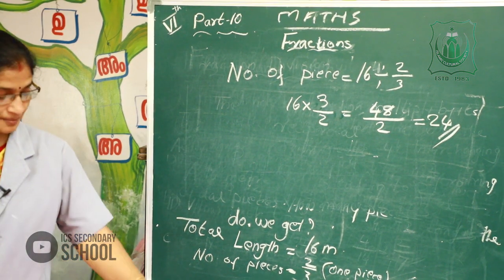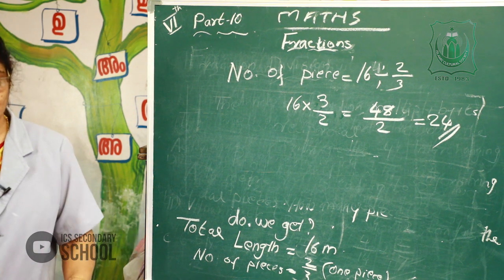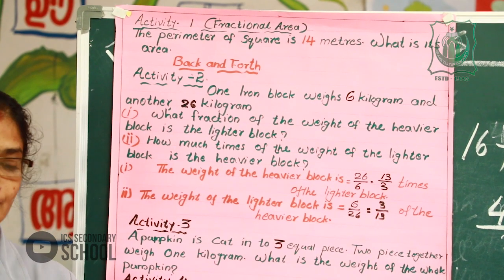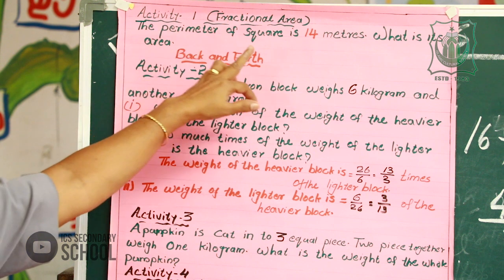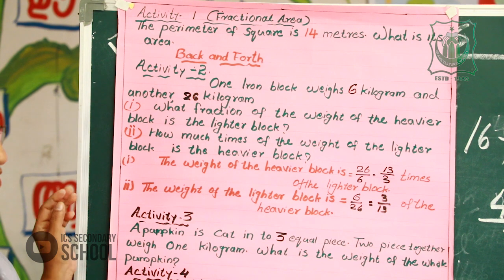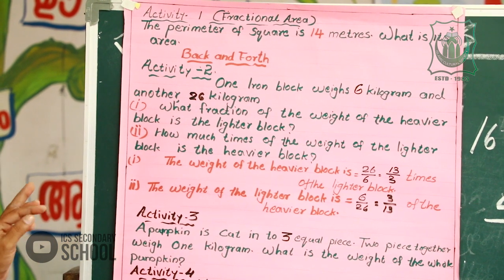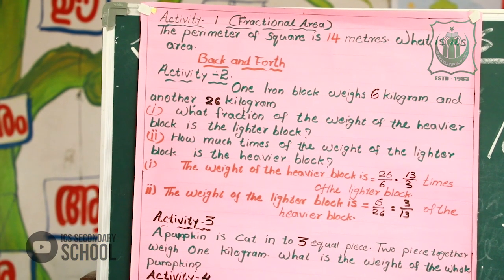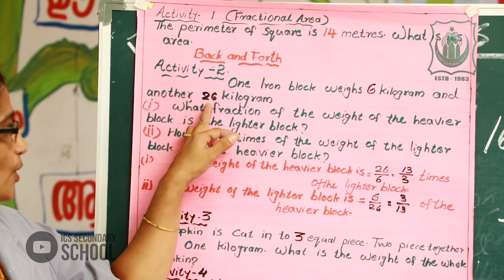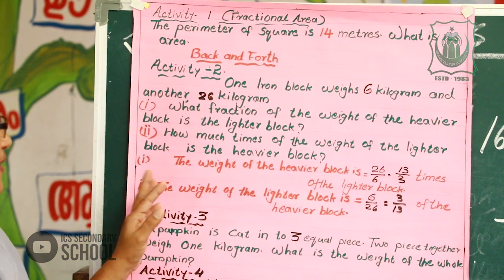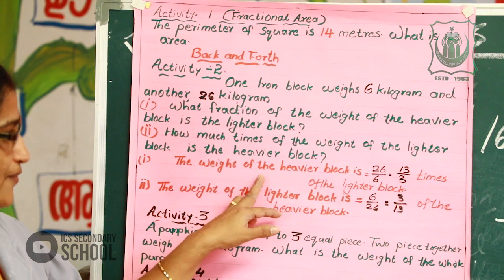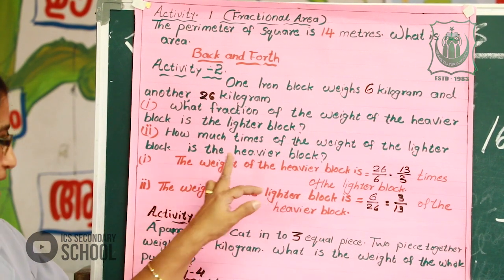Write down. Listen to the chart. Activity: fractional area. The perimeter of a square is 40 meters. What is its area? Next, back and forth activity 2. One iron box weighs 6 kilograms and another 26 kilograms. What fraction of the weight of the heavier block is the lighter block? How many times the weight of the lighter block is the heavier block?